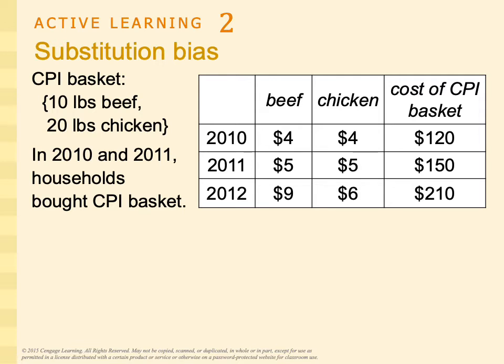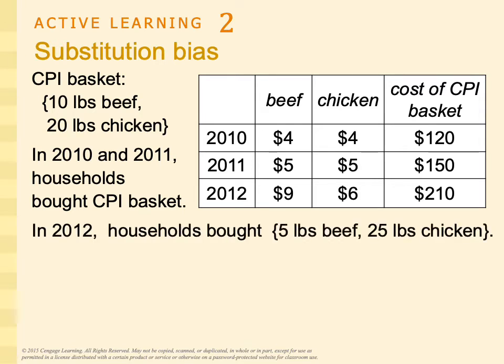But then in 2012, beef gets a lot more expensive than chicken. Okay, they're no longer the same price. So maybe households, in response to these price changes, would substitute relatively cheaper chicken for more expensive beef. In other words, they consume less beef and more chicken in response to this type of price change. Maybe that's the case, right? Suppose, in fact, that they bought 5 pounds of beef instead of 10, and they bought 25 pounds of chicken instead of 20 pounds of chicken. So again, they increase their consumption of chicken and reduce their consumption of beef.